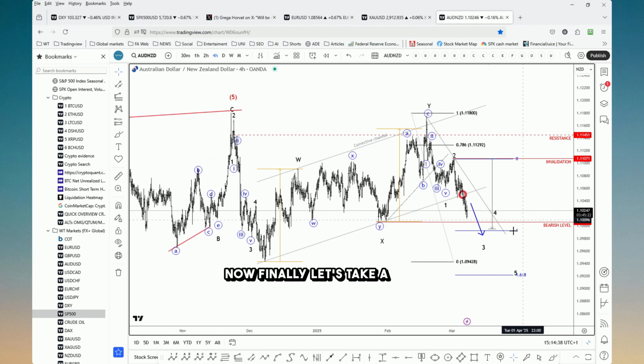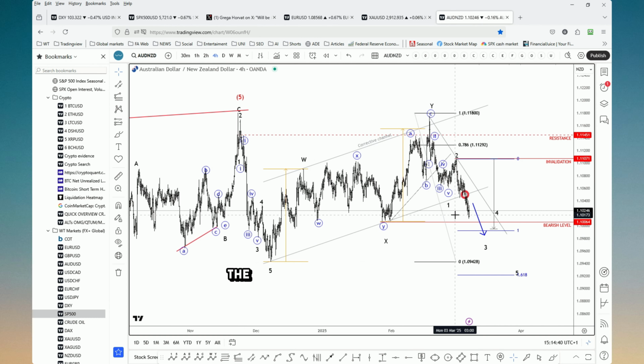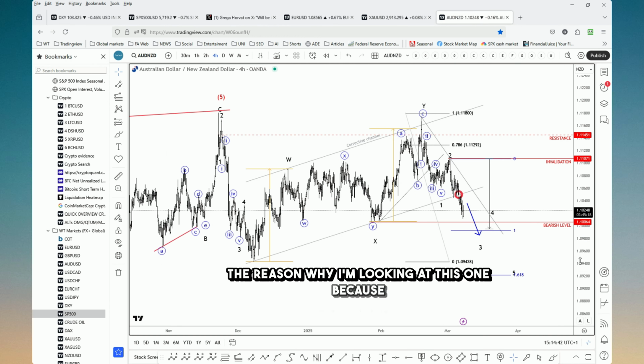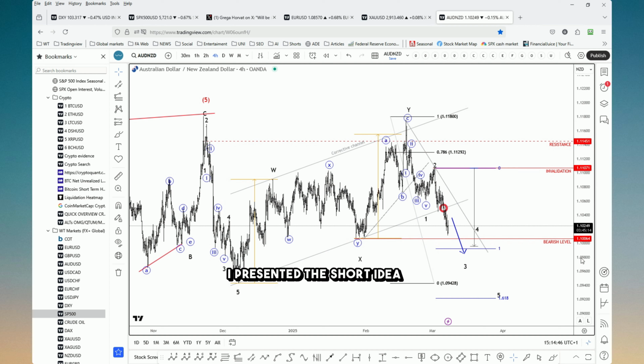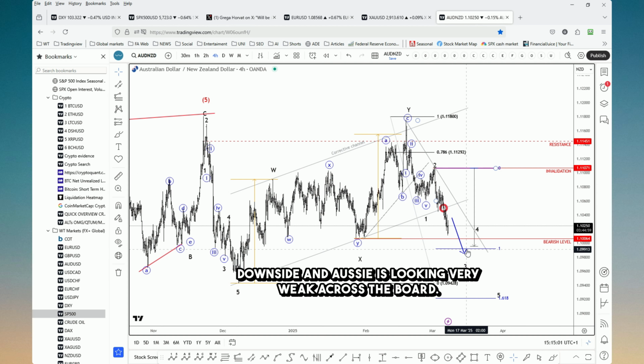Now, finally, let's take a look at Aussie versus Kiwi. The reason why I'm looking at this one is because I presented the short idea months back on the Aussie when we saw these 5 waves down and then this counter trend movement. And now notice that this counter trend movement didn't reach new highs. In fact, we are seeing a pretty nice reversal to the downside. And Aussie is looking very weak across the board.